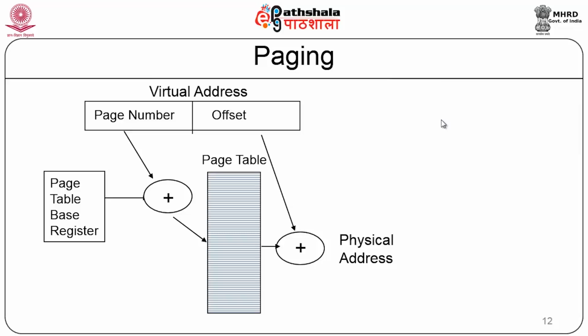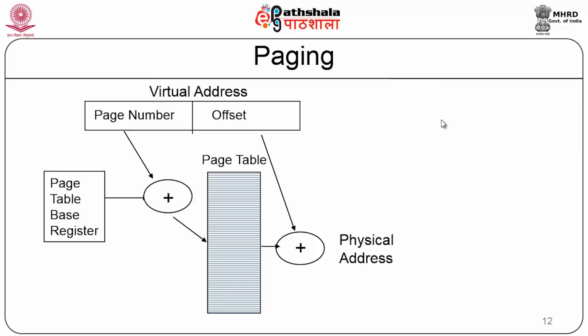So, the base address is given to you by means of the page table base register. Each entry size is known to you, the page table entry size is known. So, the base address plus the page number times the size of the page table entry will help you index into a particular entry for that particular page. Say for example, if you are looking at page number 5, then you are supposed to index into the 5th entry in your page table.